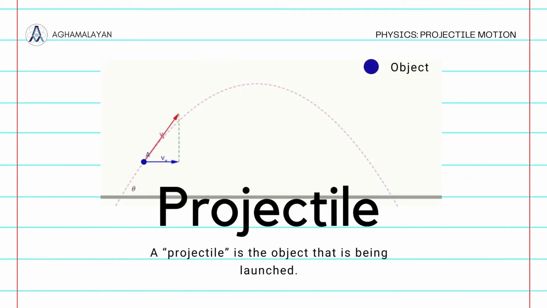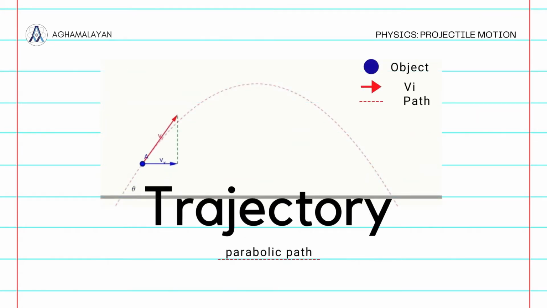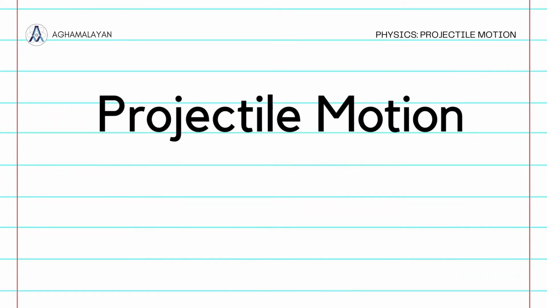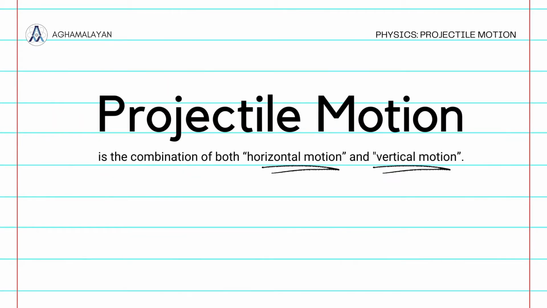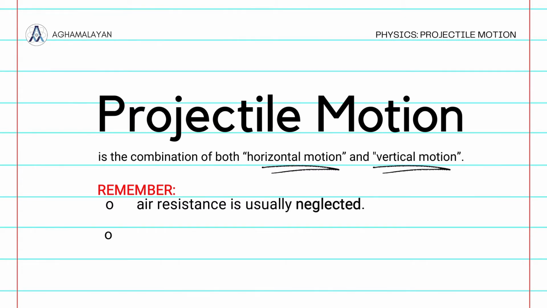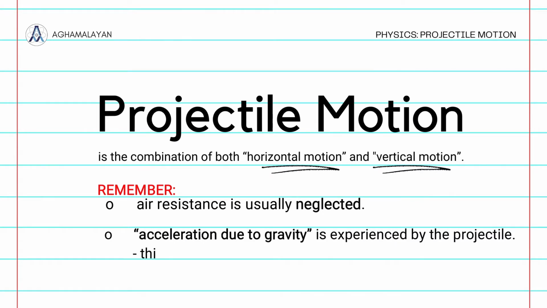A projectile is the object that is being launched, and given that a projectile has an initial velocity, it travels a parabolic path known as its trajectory. Basically, projectile motion is the combination of both horizontal motion and vertical motion. Remember that in these certain types of problems, air resistance is usually neglected. Also, acceleration due to gravity is experienced by the projectile. This acceleration acts vertically downwards.